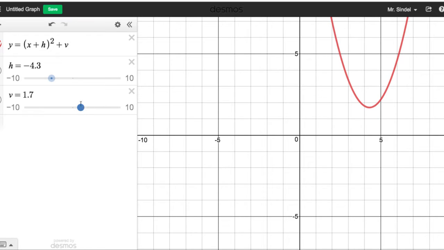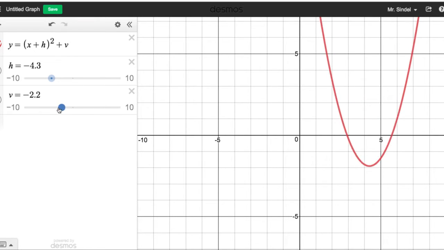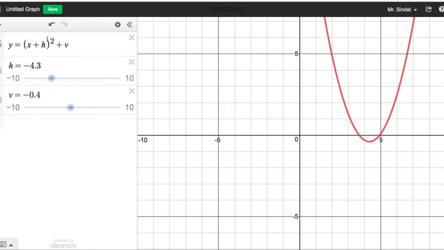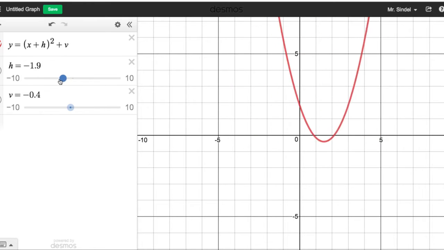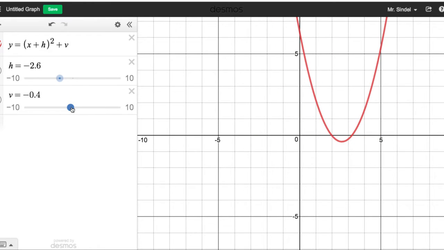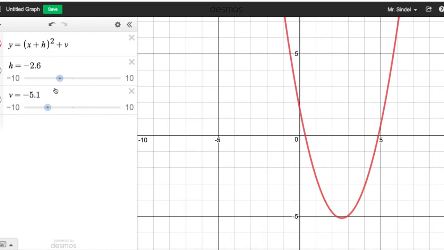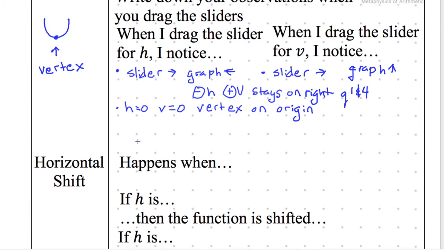But this outside, remember v is on the outside. Whenever I'm on the outside, it goes up and down. Whenever I'm on the inside of these parentheses, I go left and right. V moves in the direction that I think it would. If I go positive, the y coordinate is positive. When I go negative, the y coordinate goes negative. Yeah, very nice. Okay, so coming back to our notes.